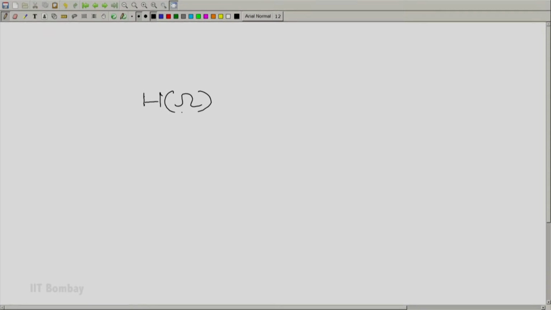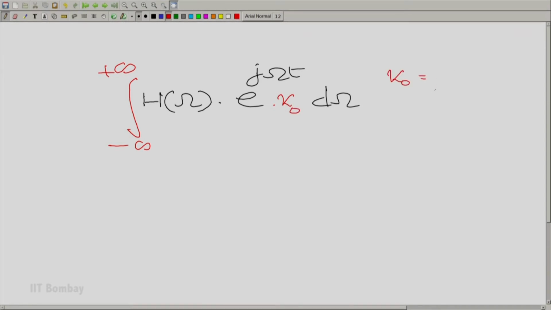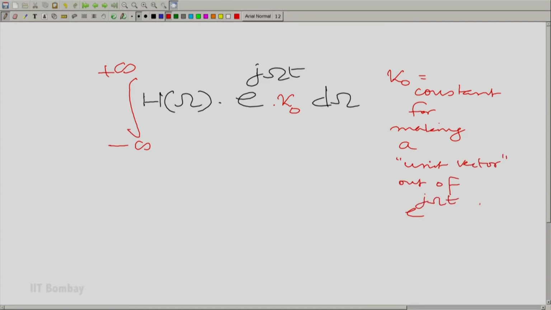Anyway, component H(omega) multiplied by unit vector and integrated instead of being added. Identify each step of this very carefully. Integrated from minus to plus infinity and a constant. Now, that constant could be a function of omega or may not be a function of omega. In fact, we will find it is not a function of omega, but anyway, let us write down a constant. Let us call that constant kappa 0, a constant for making a unit vector out of e raised to the power j omega t. So, this should give me back h(t). This is what we call the inverse Fourier transform. This is how far the intuition took us.